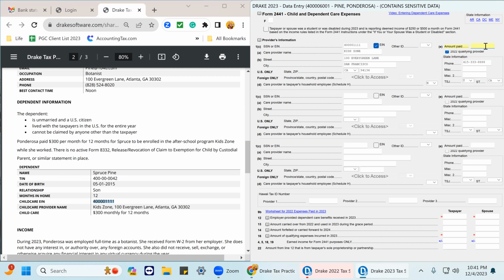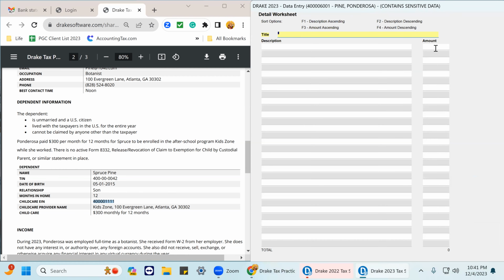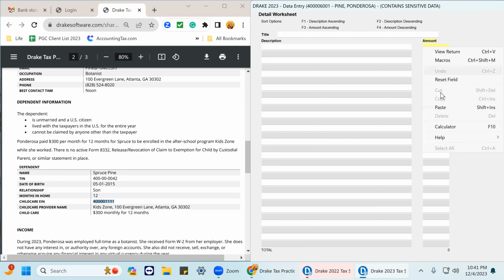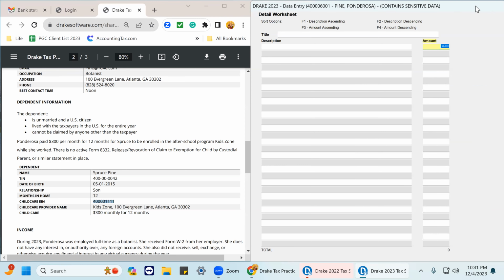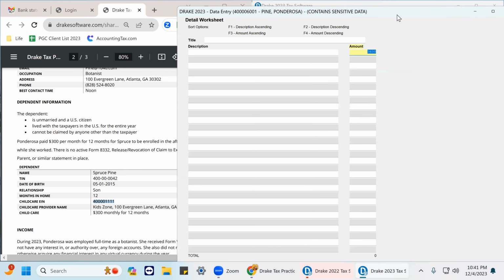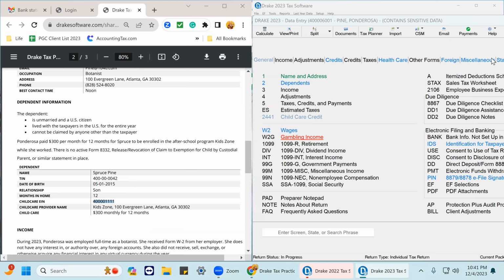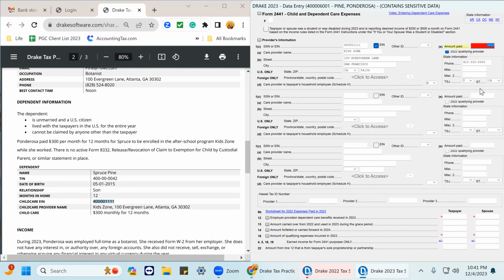You can double click in here, and double click one more time. You cannot do it directly from there, but you double click one more time, and then from here you right click, calculate. You have to double click one time first. Okay, 300 times 12, enter, insert. Pretty cool, isn't it? They can add, they can divide, they can do whatever.